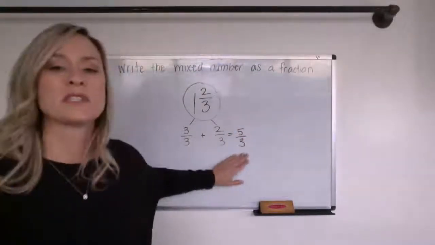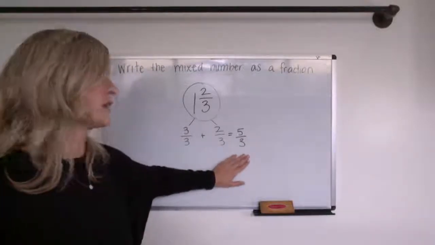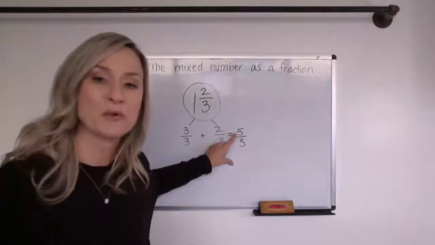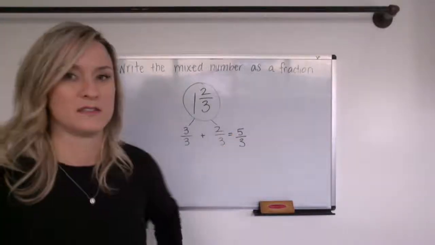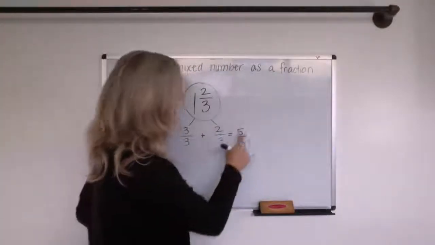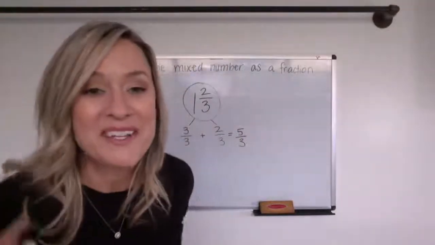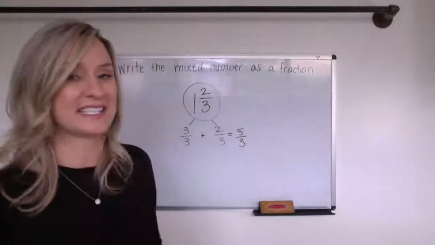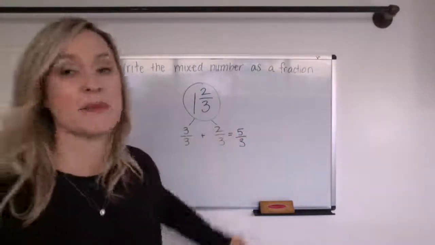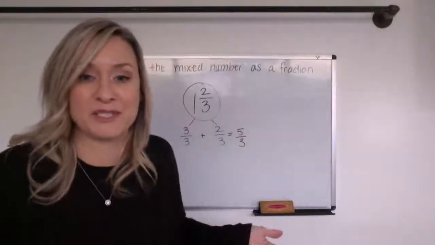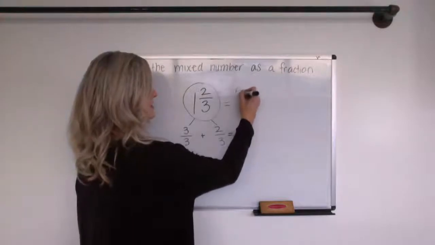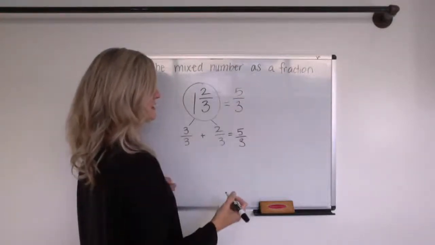Now, remember, some people maybe once said to you, you can't have a fraction with the numerator greater than the denominator. Uh-oh, we know that's not true. We can have it that way. And as you get older and older, you're actually going to see improper fractions where the numerator is greater than the denominator. You're going to see them all the time. They become super useful. All right, so 1 and 2/3 is the same as 5/3.